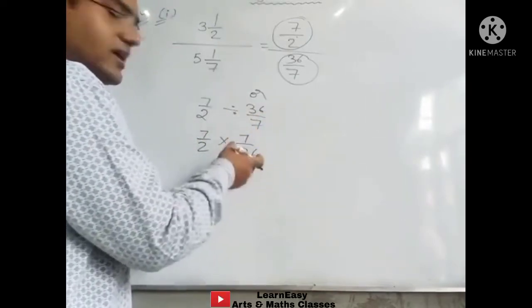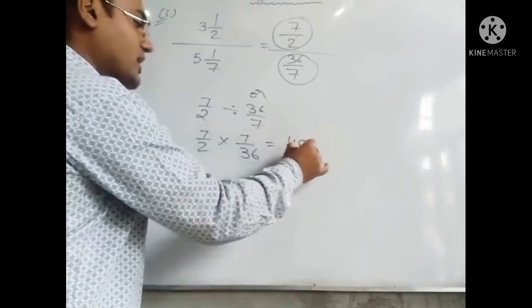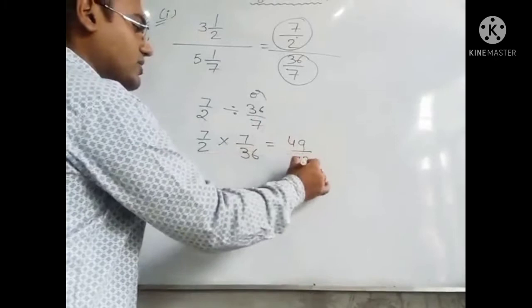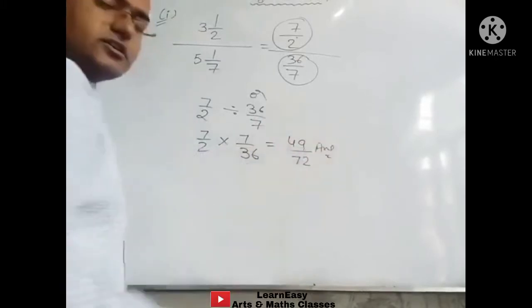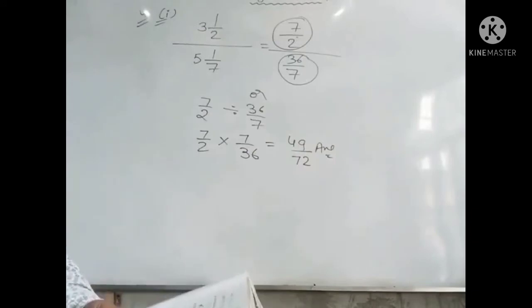Now nothing is getting cancelled here with the same table, so we will multiply. 7 times 7 is 49, 36 times 2 is 72. So the final answer is 49 upon 72. Now part number 3.